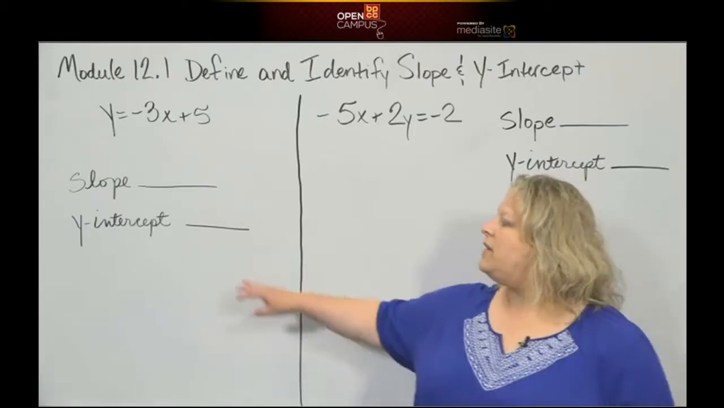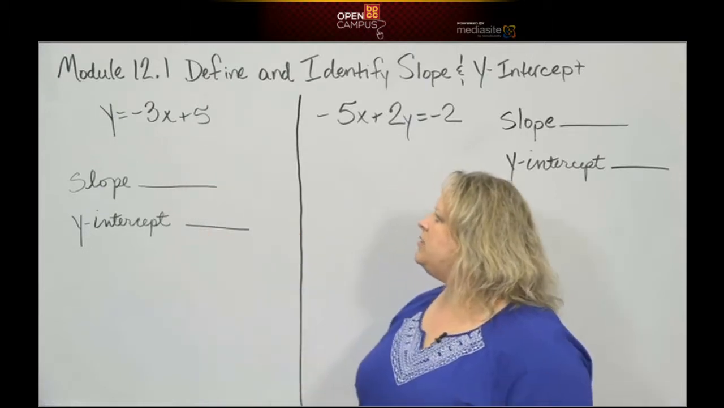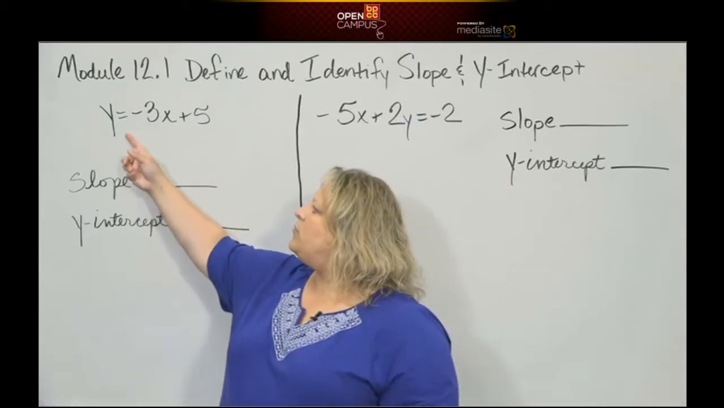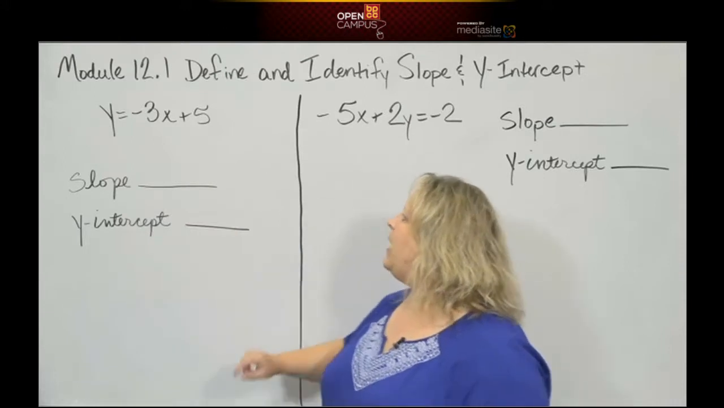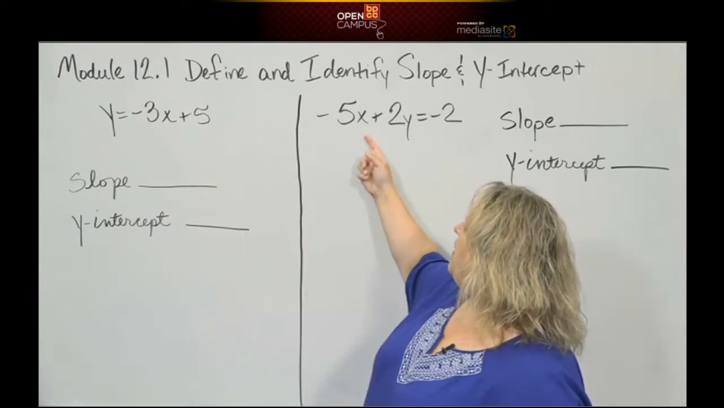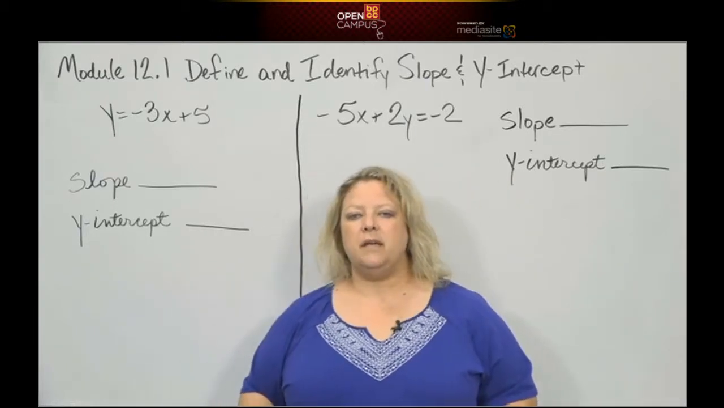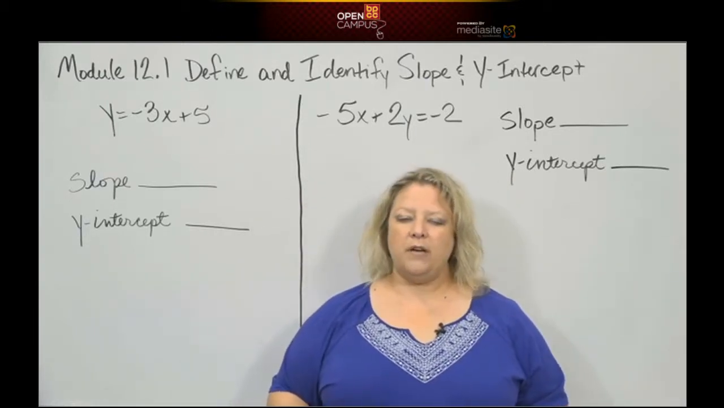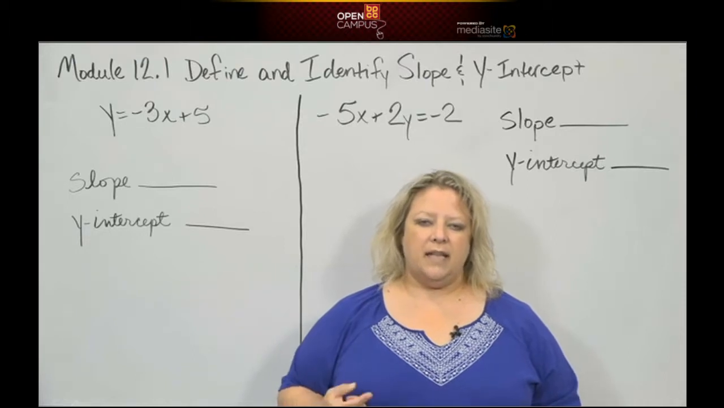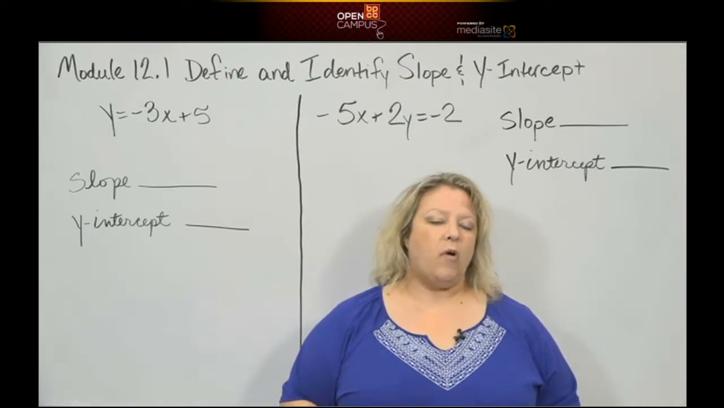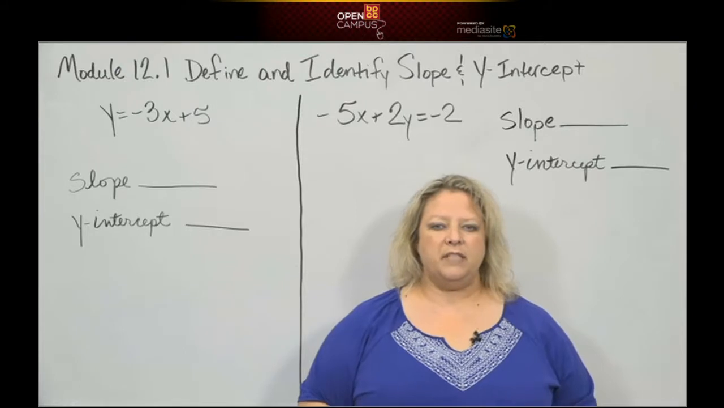All right, so now I have these two different equations. I have this equation, y is equal to negative 3x plus 5. And I have this equation, negative 5x plus 2y equals negative 2. And I want to get them in slope-intercept form. Now, why do I want to do that? So that I can identify the slope and the y-intercept in order for me to graph.